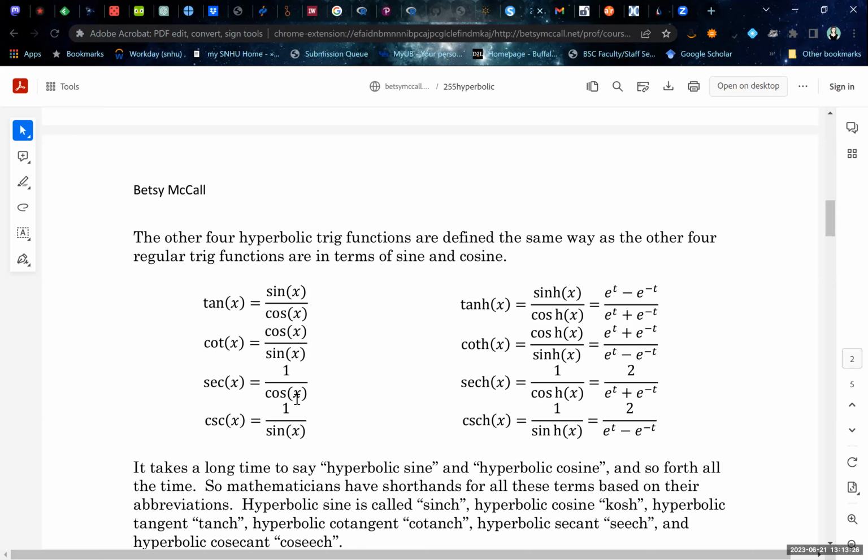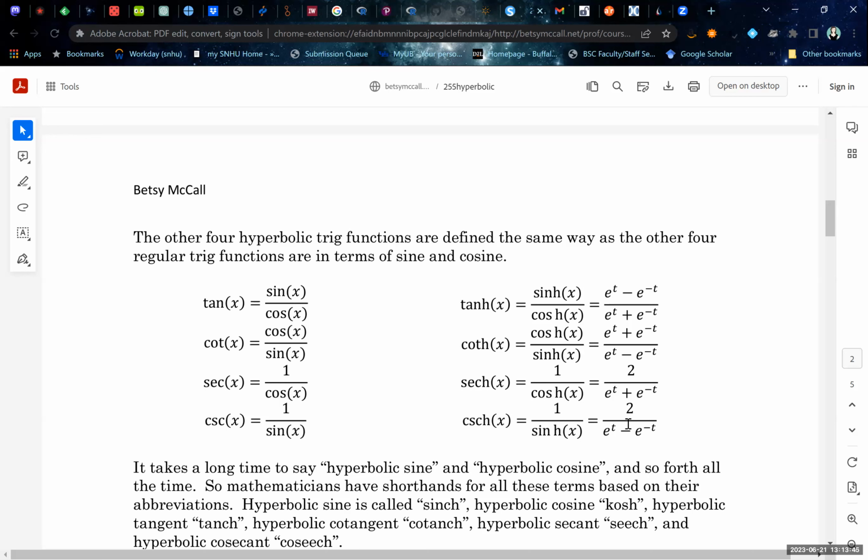Secant is 1 over cosine. And so hyperbolic secant is also 1 over hyperbolic cosine. Again, just reciprocal. And cosecant is 1 over sine. And so hyperbolic cosecant is 1 over hyperbolic sine. And again, it's just reciprocal.